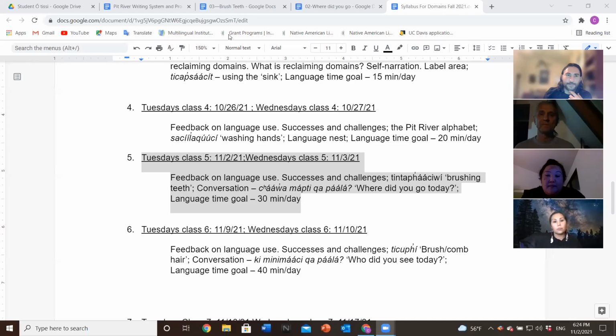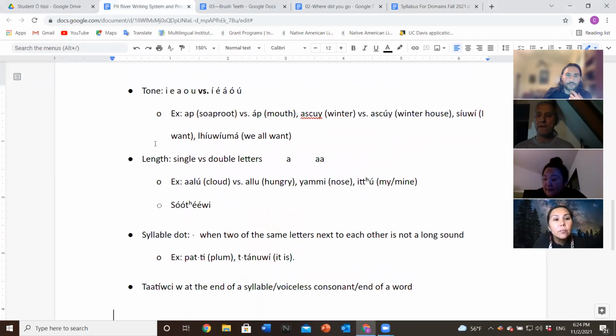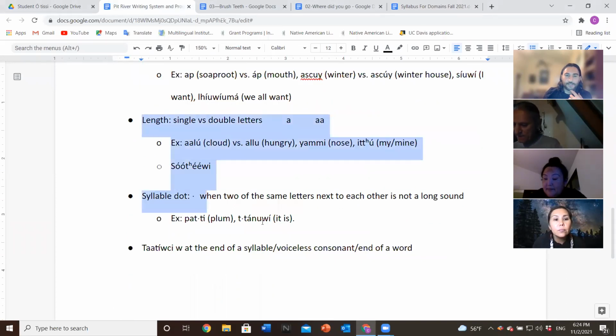And then we are going to try and finish the alphabet today. 'Cause I think last time we left off here, and so we just got these 3 bullet points left.